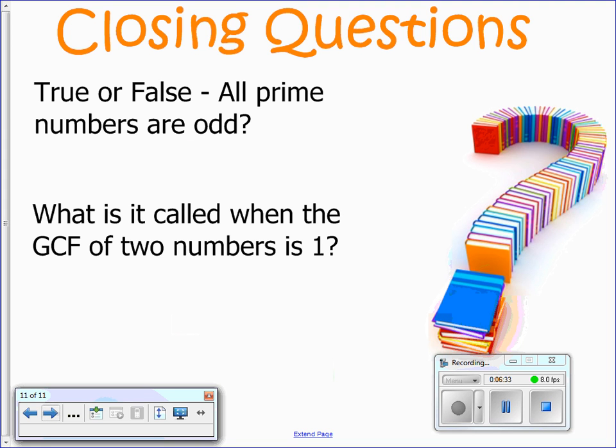True or false? All prime numbers are odd? False, because 2 is a prime number and it's even. What is it called when the GCF of two numbers is 1? Relatively prime.